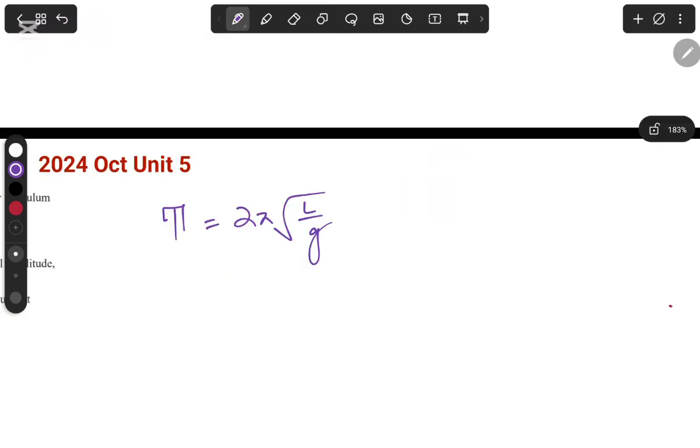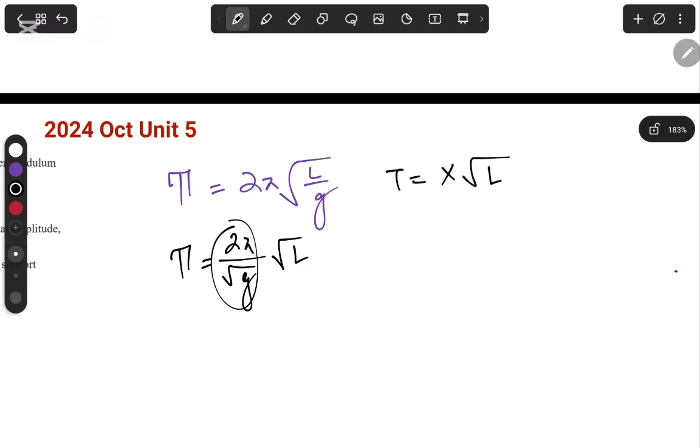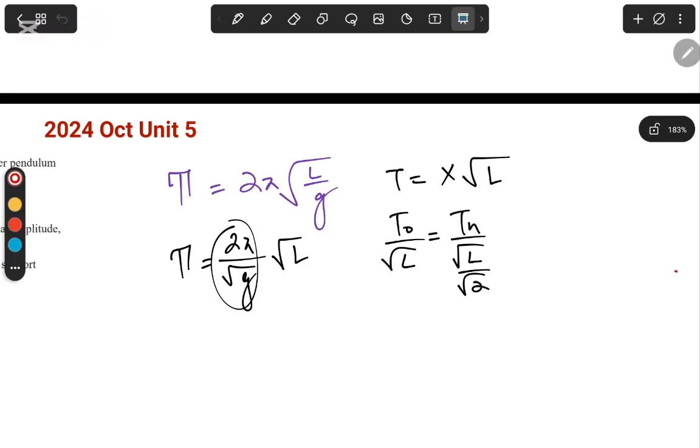Now we know T is equal to 2 pi square root L over g. Okay? And then what we're going to do here is we're going to say T is equal to 2 pi over square root g times square root L. And then we can take all of this as X. So we can say T is equal to X square root L. And then I can make this relation that T old divided by square root L is equal to T new, which is the new time period, when the L is half of the original one, so L by 2. And then we can get this relationship.